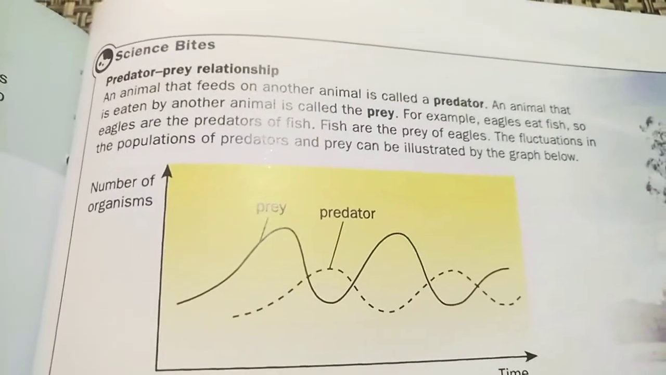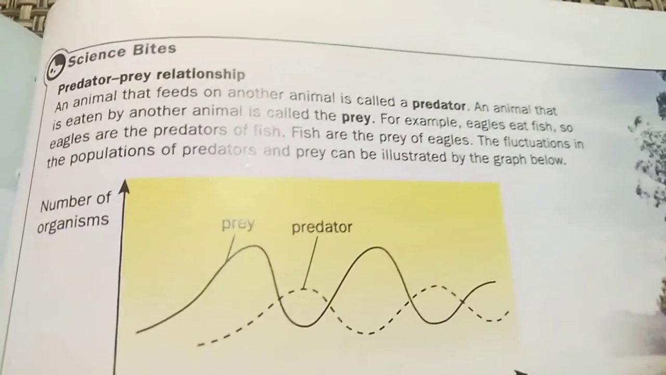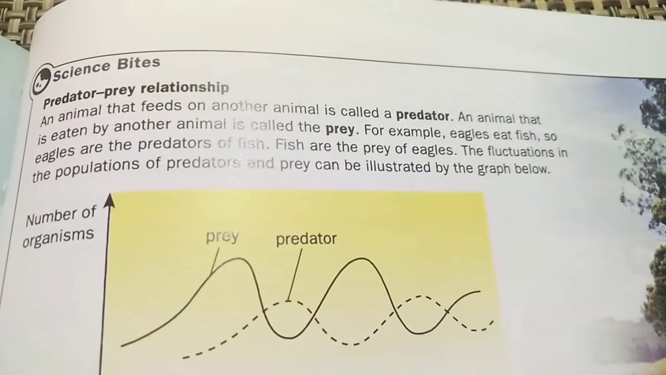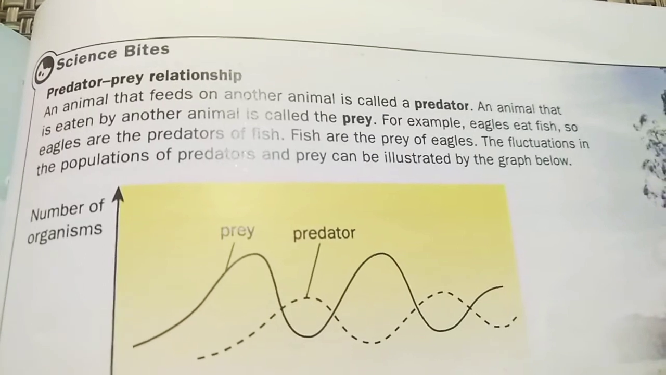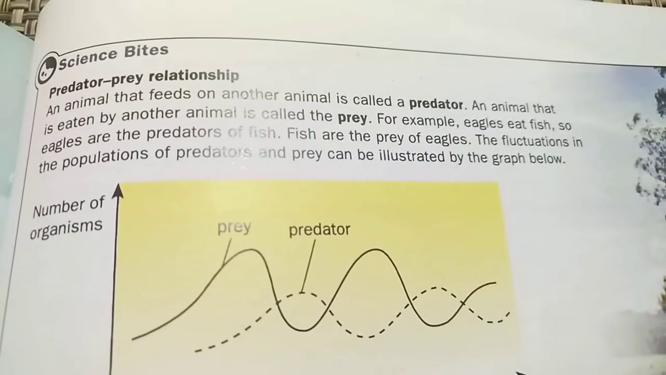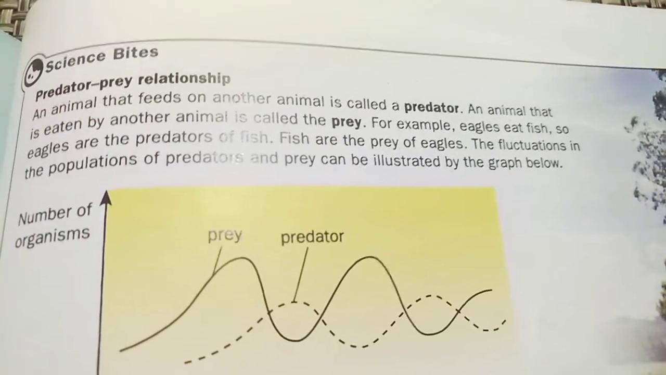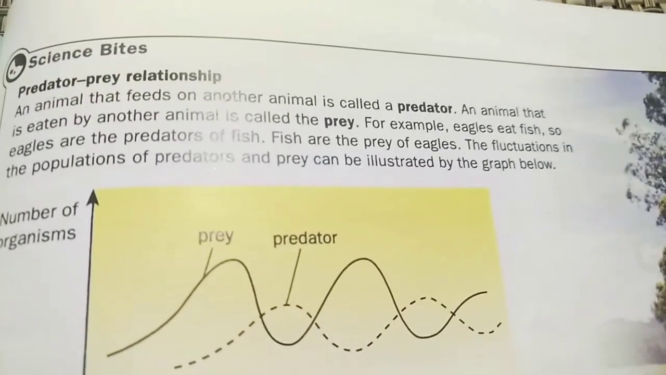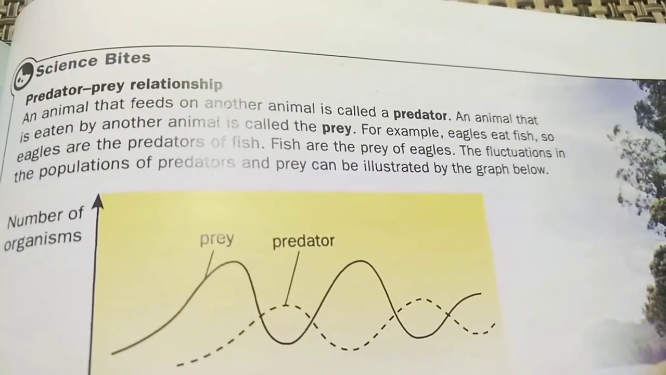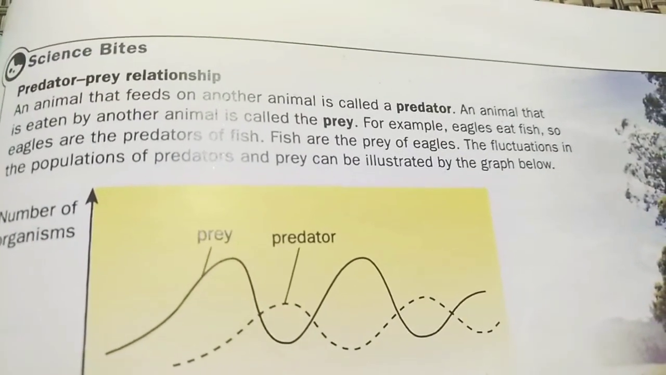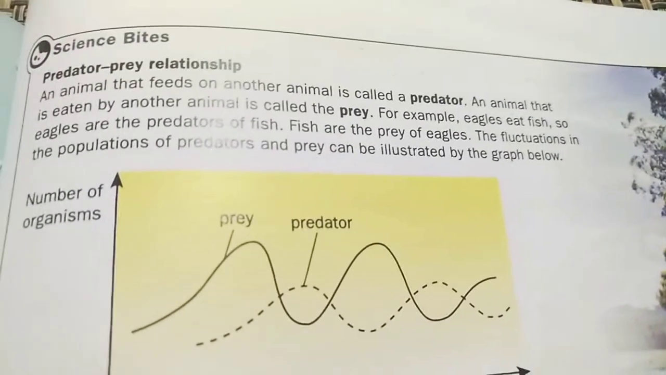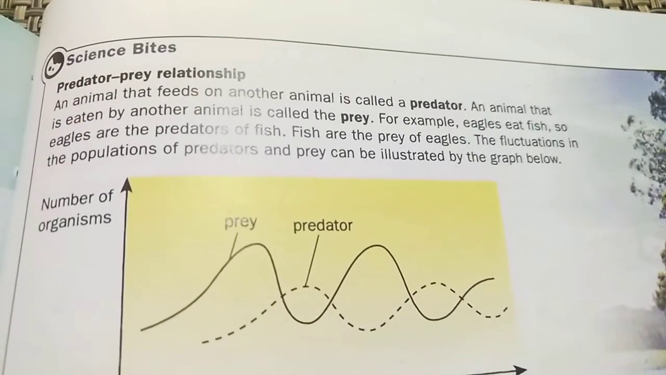Okay, it's page number 413 of your book, Biology Matters. It's a predator-prey relationship. An animal that feeds on another animal is called a predator. An animal that is eaten by another animal is called the prey. So these are the exact definitions for predator and prey.